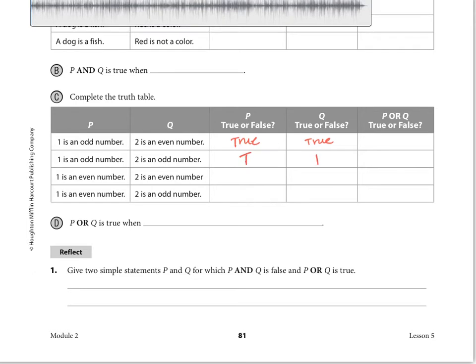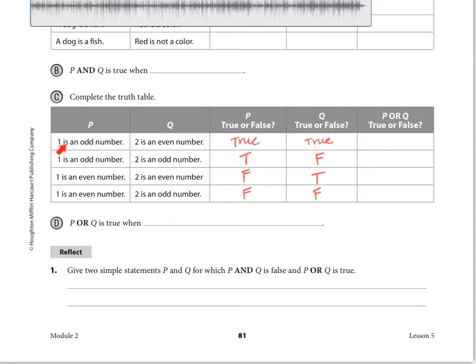So let's shorten this up a little bit. True, then false. The third one, 1 is an even number, that's false. 2 is an even number, that's true. And then the last one, 1 is an even number. Nope. And 2 is an odd number, also false. So the third column over here is asking P or Q. So I'm going to say the P statement, then I'm going to say or, then I'm going to say the Q statement. That's how we combine or create these compound statements.